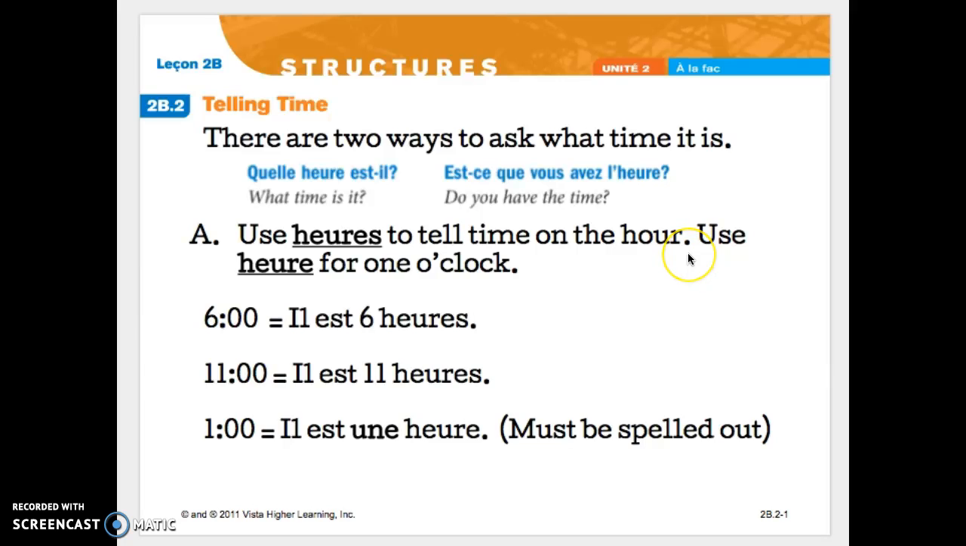In step A, we're using the word heure to tell the time on the hour. You use the singular form of this word heure for 1 o'clock because 1 is singular. For 6 o'clock, il est 6 heures, with the S. For 11 o'clock, il est 11 heures, with the S. For 1 o'clock, il est 1 heure. In addition to this being singular, you also now have to spell out the word une.